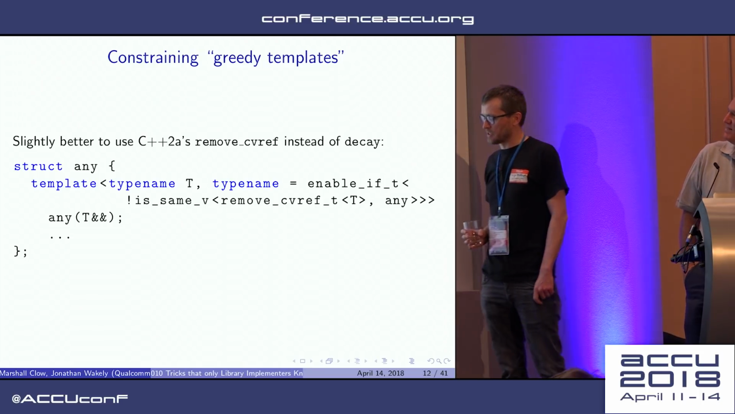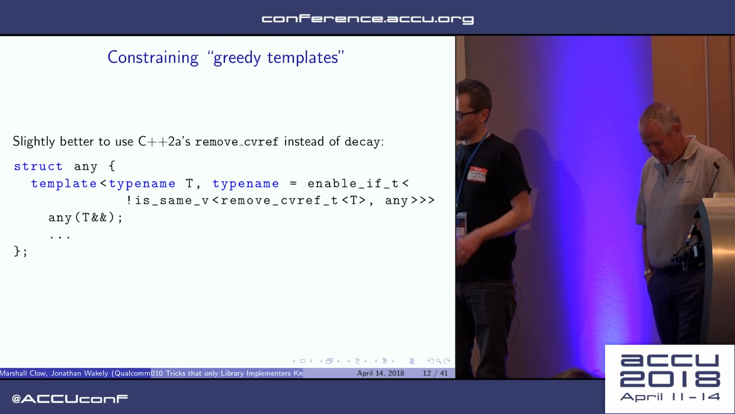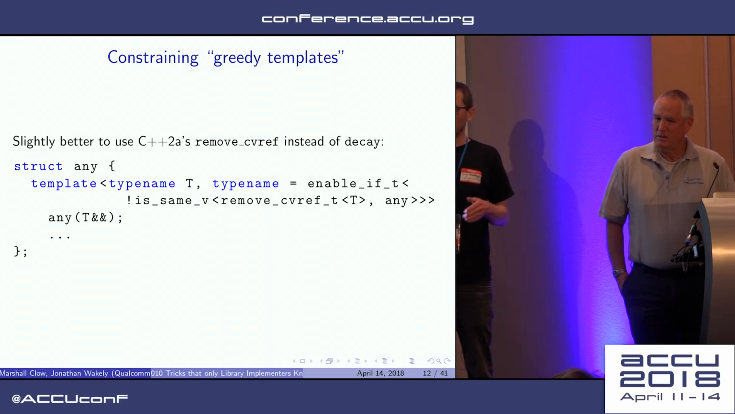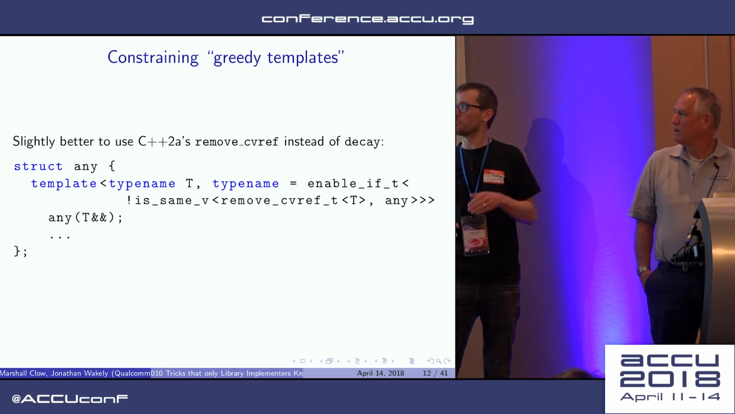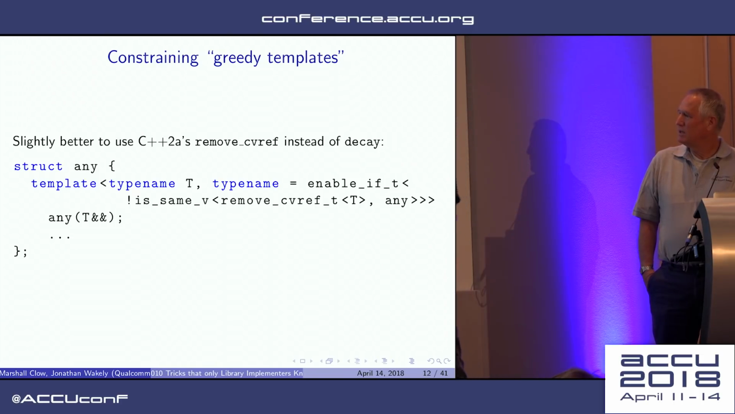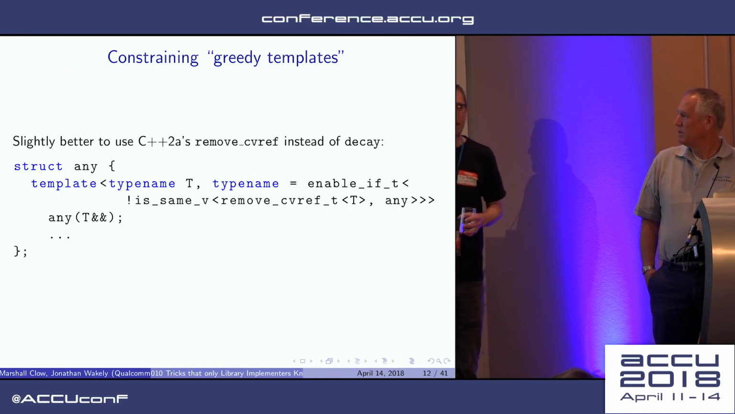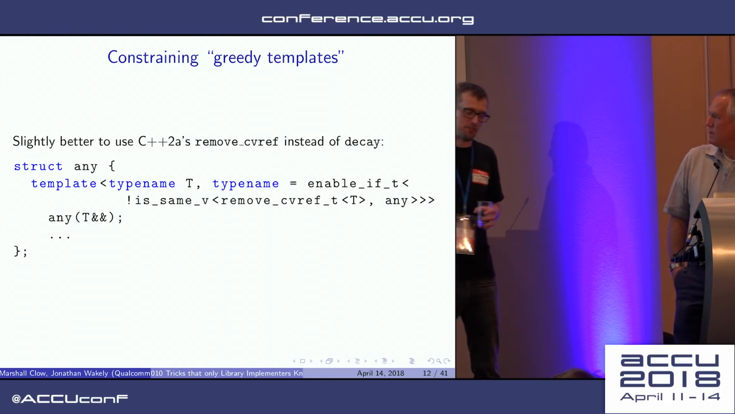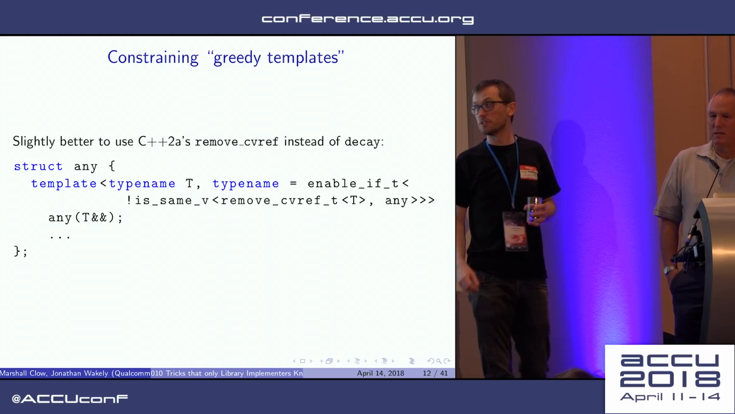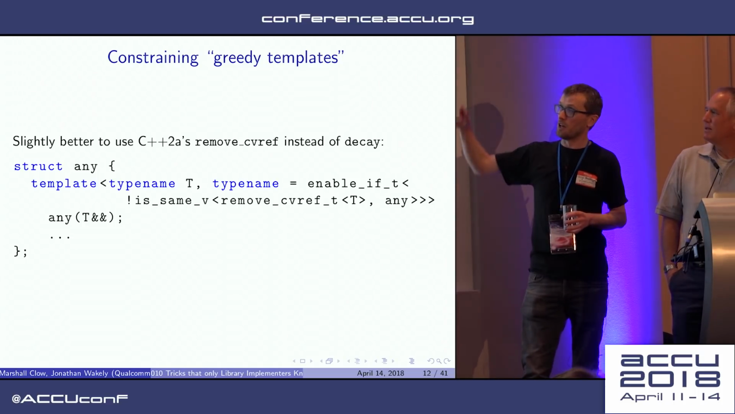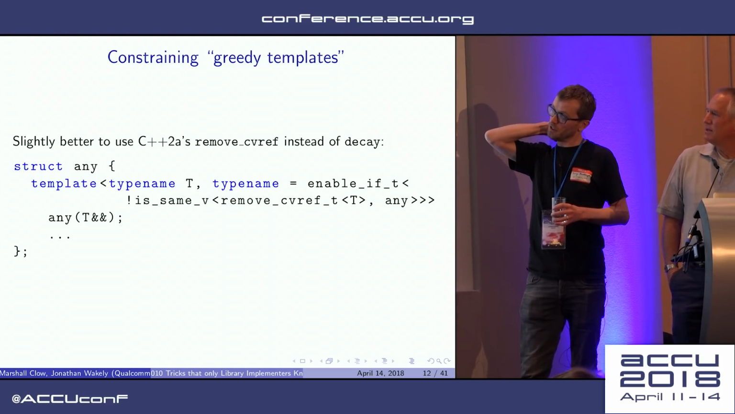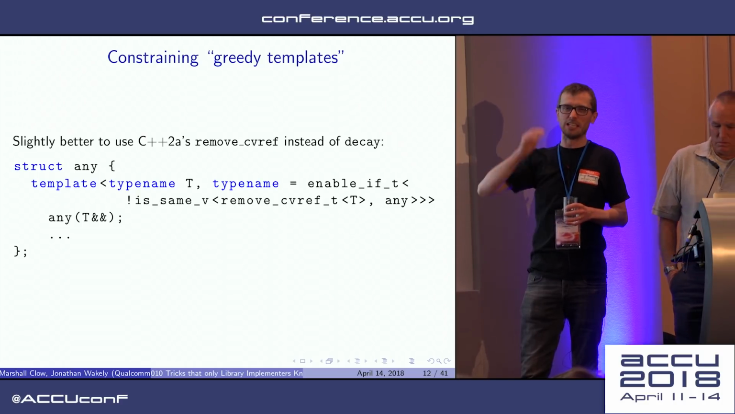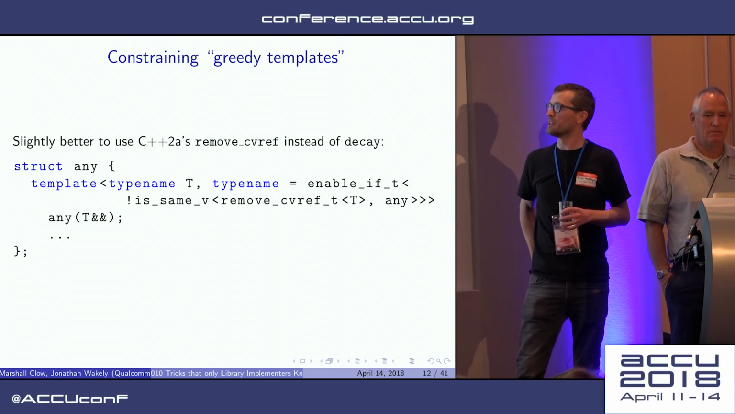Yeah, so as I said, decay also decays, as in the name, arrays get decayed to pointers and functions get decayed to function pointers. We don't actually care about that here, because if it was an array or a function, it's not any anyway. So in this case, we could have used remove_cvref just to throw away the references and the CV qualifiers. That's coming in the next version of C++. It's a slightly weaker form of decay when you don't actually need the full decay semantics.